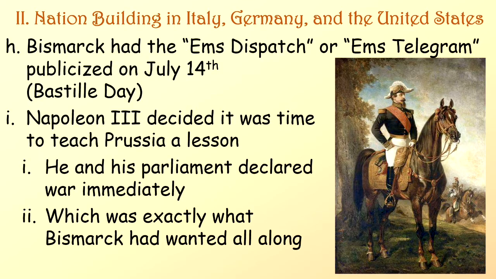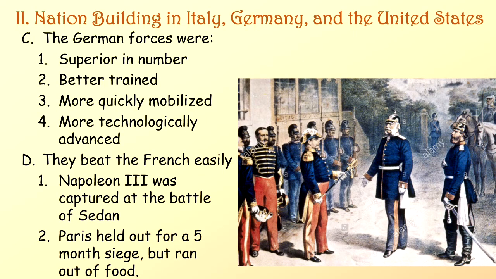Bismarck had the Ems Dispatch, or the Ems Telegram, publicized on July 14th, and that's Bastille Day. Napoleon III decided that it was time to teach Prussia a lesson. He and his parliament declared war immediately, which was exactly what Bismarck had wanted all along. The German forces were superior in number, better trained, more quickly mobilized, and more technologically advanced. They beat the French easily.